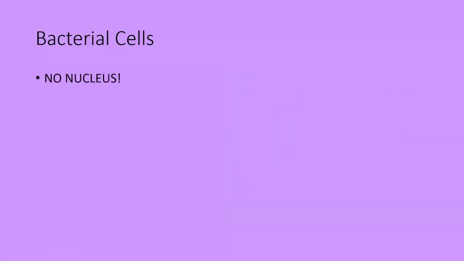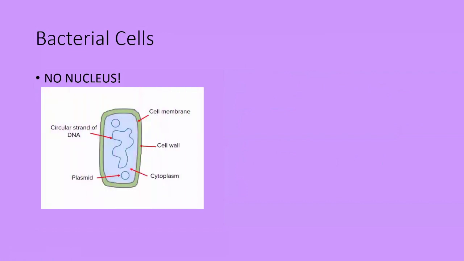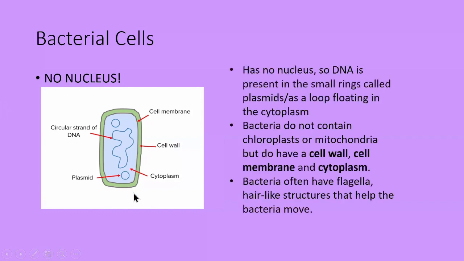Okay, bacterial cells. If bacterial cells have no nucleus, remember they are prokaryotic cells. So let's have a look at a picture. As you can see, there's no nucleus, and because of that, the DNA is just a loop floating in the cytoplasm, or it can be in these small rings called plasmids. Bacteria do not contain chloroplasts or mitochondria, but they do have a cell wall, they have a cell membrane, and they have a cytoplasm.